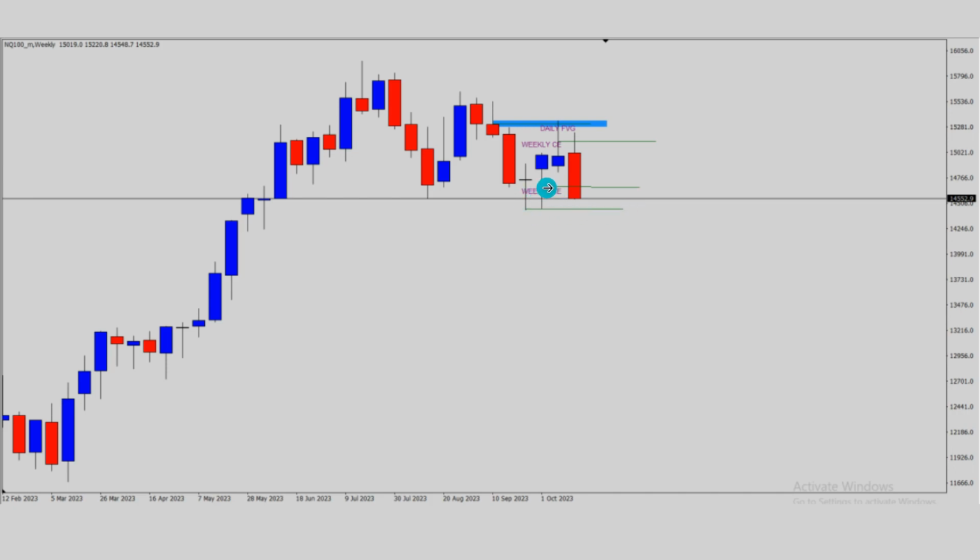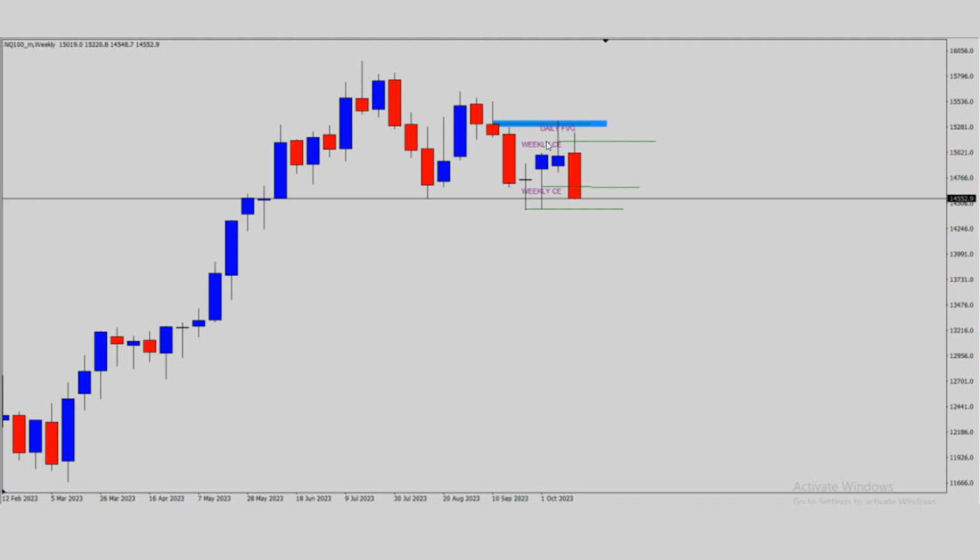Now, this line right here was the weekly CE, which is weekly consequent encroachment. And also on this buy side right here, we had weekly consequent encroachment right there. That was this line outlined right here. Then this blue line is the daily fair value gap, and that high right there is the body of that candle. So we're going to be dropping down to the daily time frame.